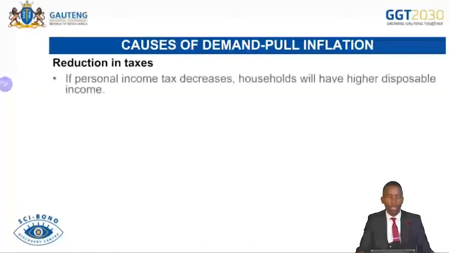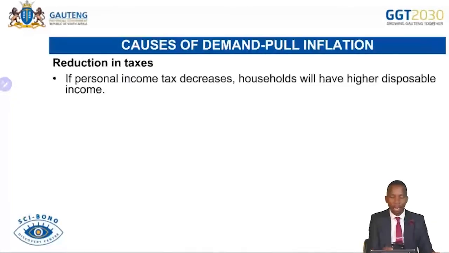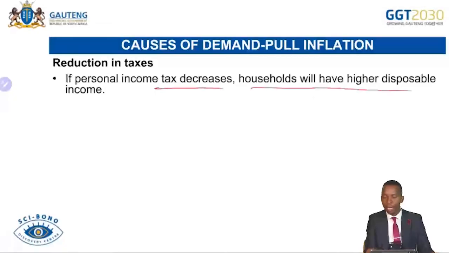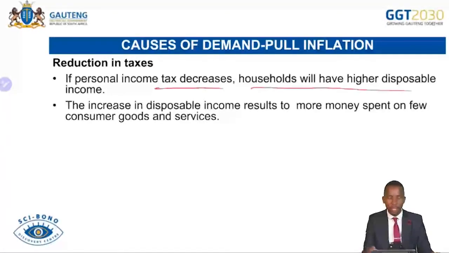We continue. Reduction in taxes, like we have said, the personal income tax. If personal income tax decreases, households will have more disposable income to demand goods and services. This increased disposable income results in more money spent on the few consumer goods available in the economy.